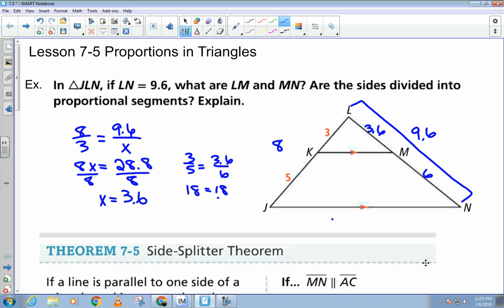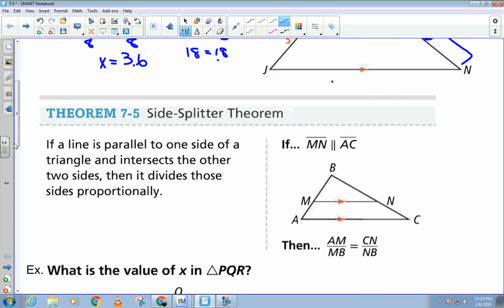So this is what leads us to what's called the side splitter theorem. The side splitter theorem says that if a line is parallel to one side of a triangle and intersects the other two sides, then it divides those sides proportionally. So if this is parallel to this, then you can set up a proportion: AM is to MB as CN is to NB. This is called the side splitter theorem.